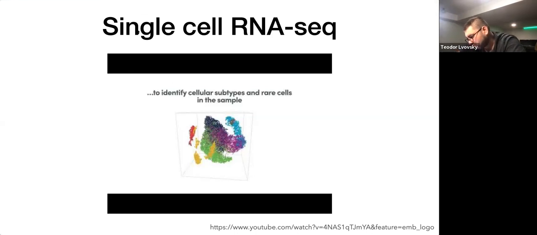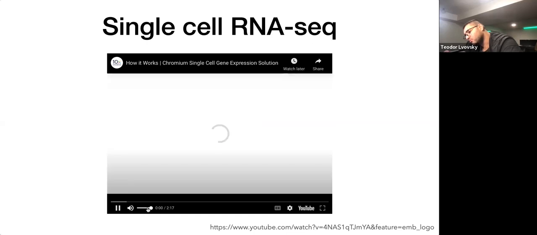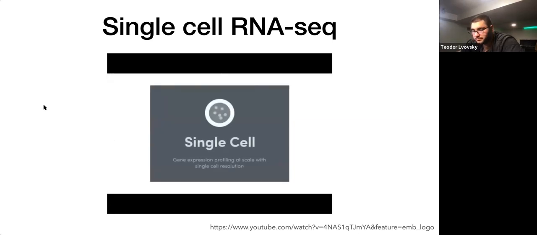BIOD25. So one thing that I'd like to talk about now is single-cell RNA-Seq. And that's one of the most important developments of the last decades. And that's why I wanted to show you that. This one doesn't say anything, so there's no need for the sound.